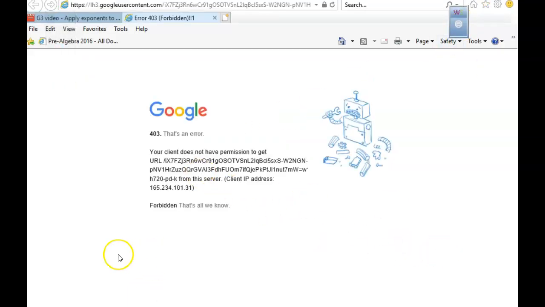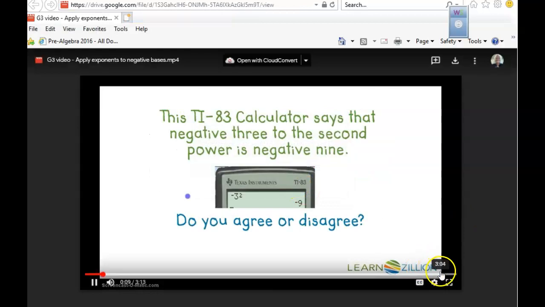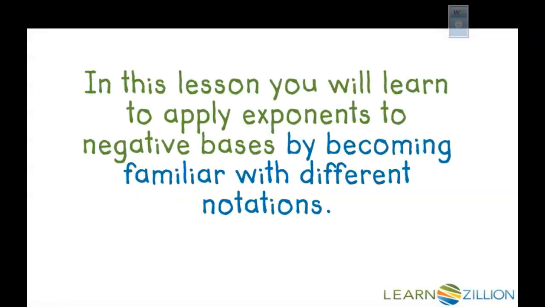This calculator says negative 3 to the second power is negative 9. Do you agree or disagree? Let's explore. In this lesson, you will learn to apply exponents to negative bases by becoming familiar with different notations.